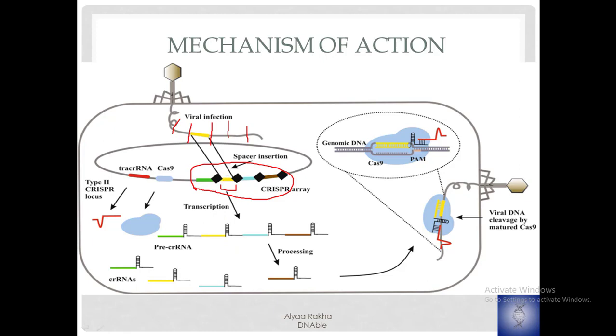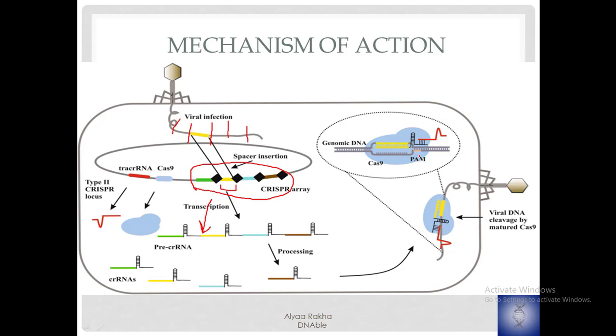When this segment is transcribed, we have a complementary strand to this DNA segment, which is also complementary to the viral DNA segment. So the CRISPR RNA sequence is complementary to the viral sequence. So it's necessary to guide the Cas9 into the viral genome to be able to cleave it. Tracer RNA is necessary as it binds to the Cas9 enzyme and it triggers the CRISPR RNA to it. Now we have a complex of the CRISPR RNA, which guides the complex to the viral DNA, and the Cas9, which cleaves the viral DNA.